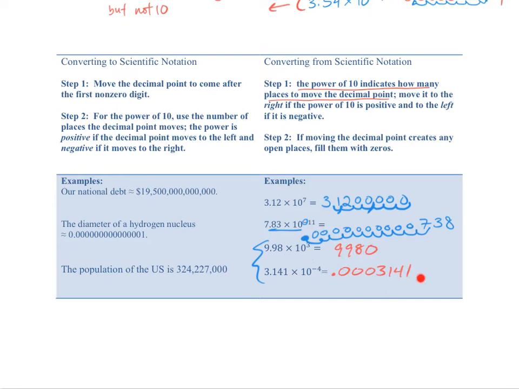Hopefully you paused the video and you were getting these two answers down here. The positive exponent tells you to move it to the right, 1, 2, 3, fill in with a 0. The negative exponent tells you to move it to the left 4, 1, 2, 3, 4, fill those in with zeros.